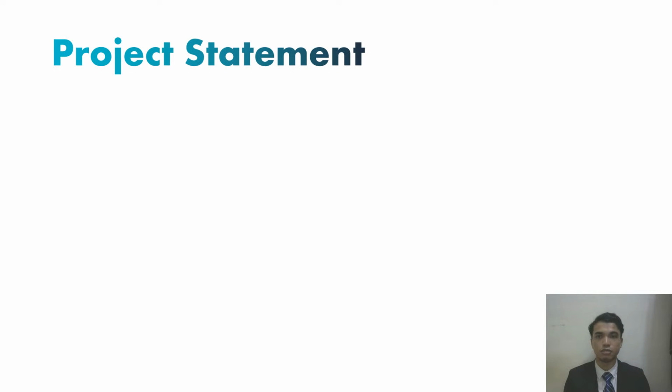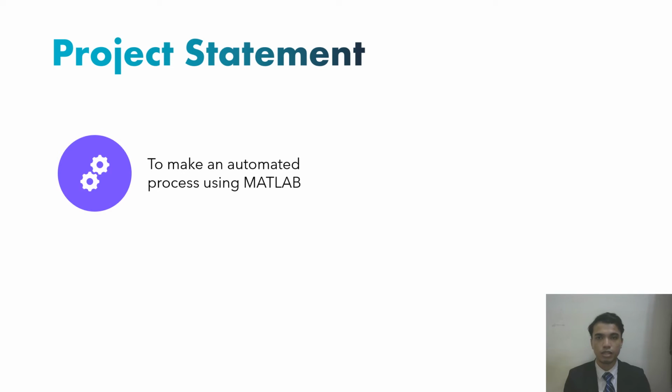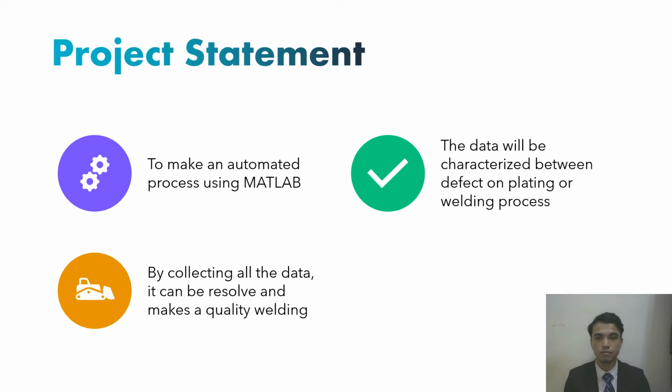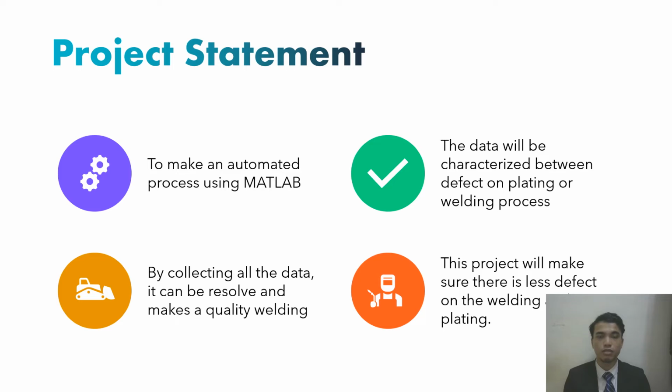So this slide is about the problem statement. In this new age, all humans use automation devices to make a better life. Friction stir welding also can be an automation process using MATLAB. The data will be used to characterize welding defects on plating or the welding process. By collecting all the data, it can be resolved and makes a quality welding. This project will make sure there is less defect on welding and plating.